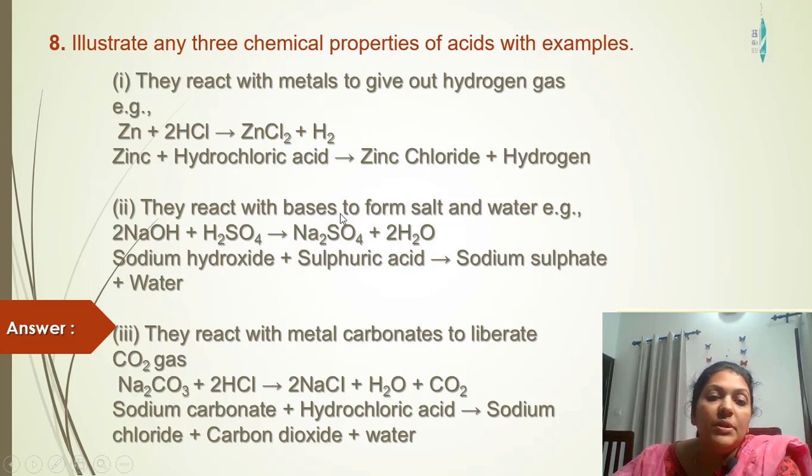Then reaction with base to form salt and water. This reaction is called neutralization reaction. You can write any example. Then the third one is acids react with metal carbonate to liberate carbon dioxide gas. You know, salt, water and carbon dioxide gas are formed when an acid reacts with a metal carbonate. We can write any example like sodium carbonate or sodium bicarbonate, etc. to show this reaction.